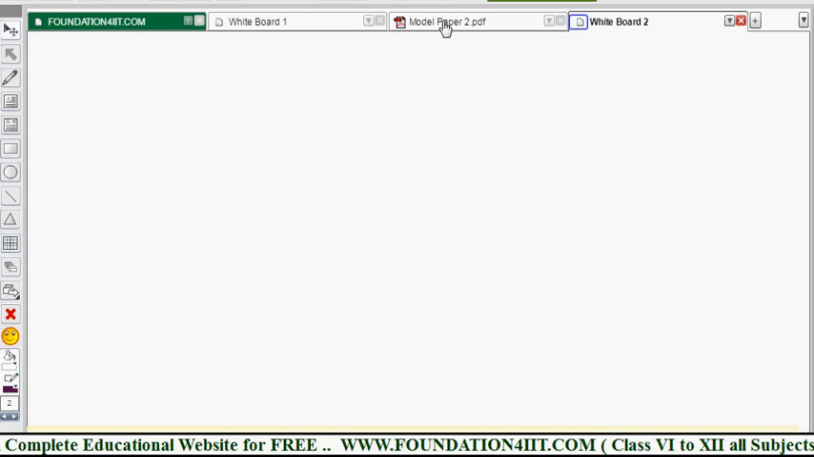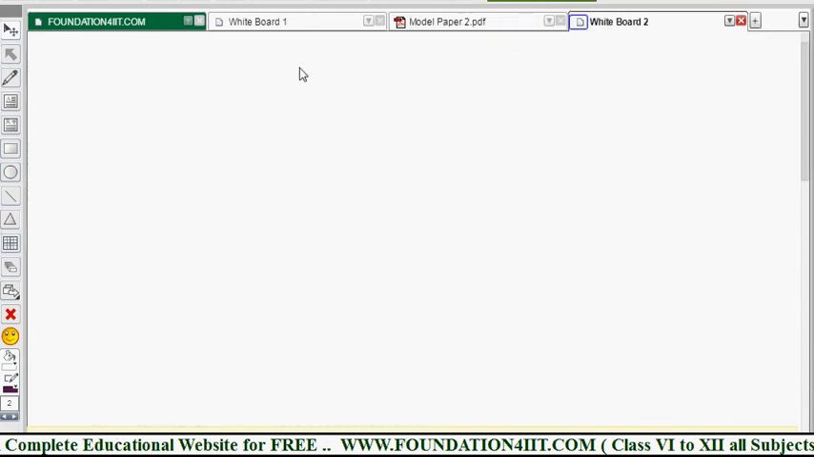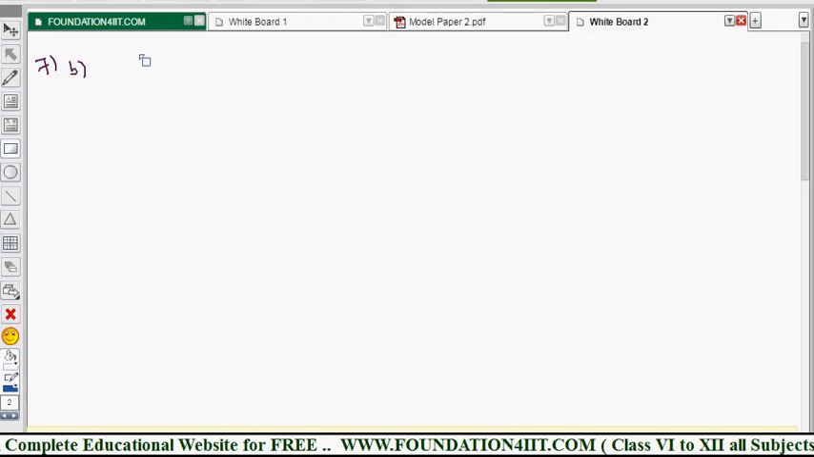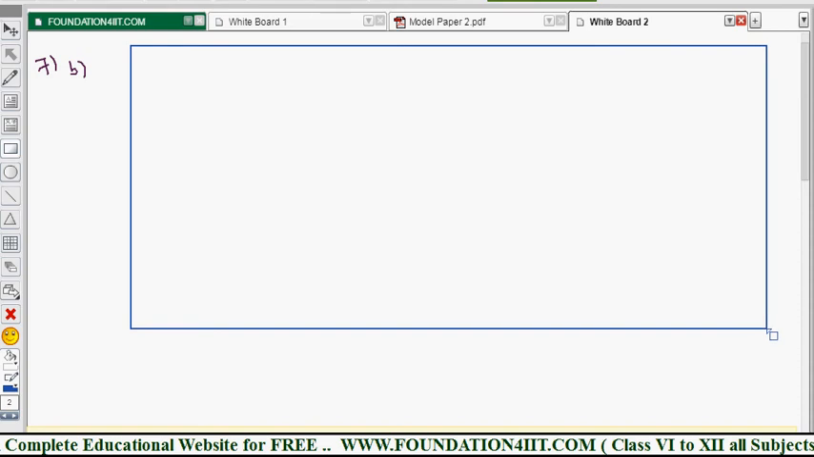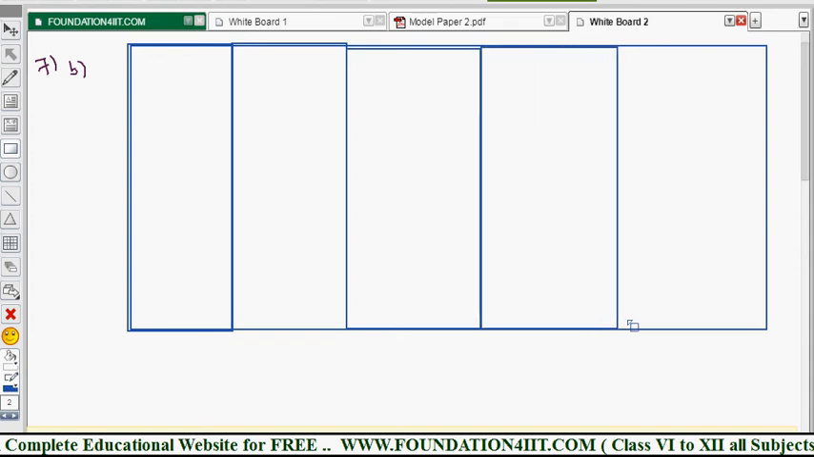Okay, this data, if you take it in a table, marks in percentage and number of students. Let's take this. So let's take it column wise. Marks is one column, and class intervals, number of students, and the less than cumulative frequency table, and we'll need to take the points.